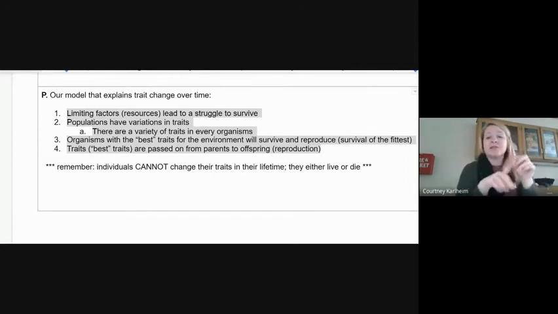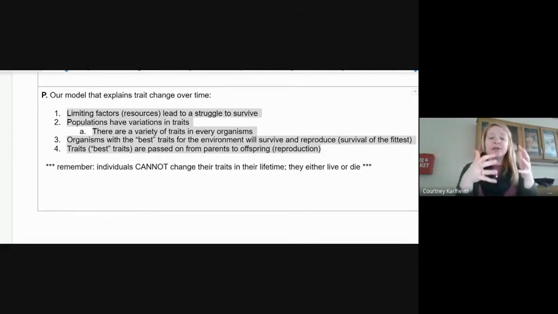If we go back and think about the finches on the Galapagos, when the drought happened, that was a change in their environment. The drought led to the seeds getting harder and tougher, which meant that only the bigger beaks could survive. The bigger beak finches could survive and eat those seeds. So their limiting factor was their food, and it led to the little beaked birds struggling to live.